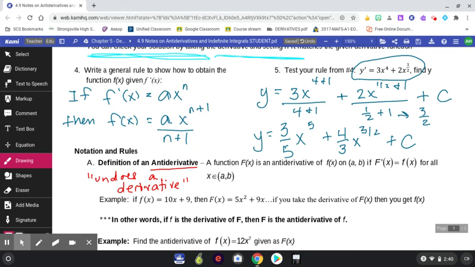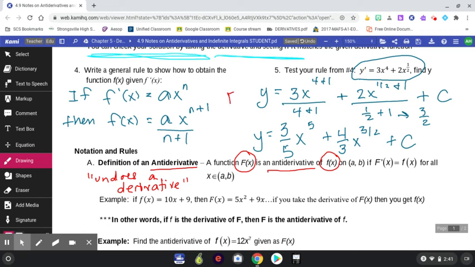Antiderivative. Okay, so a function capital F of x, here's where notation is going to get bogus on us. A function capital F of x is an antiderivative. This is a big deal, okay, of little f of x. So capital F of x is the antiderivative of little f of x on an interval. And if I take the derivative of capital F of x, I get little f of x. And here's what that's saying, okay?